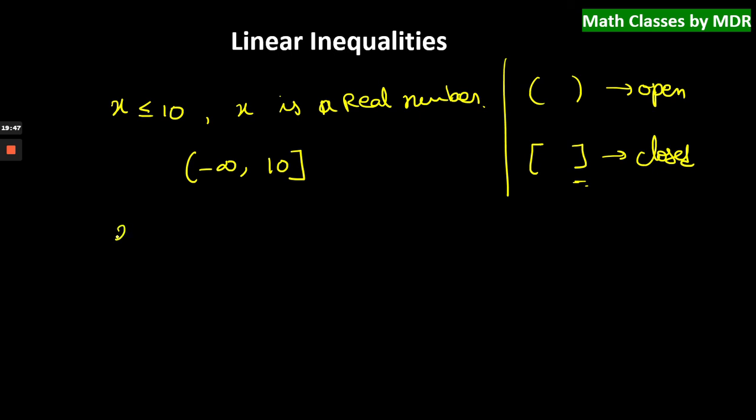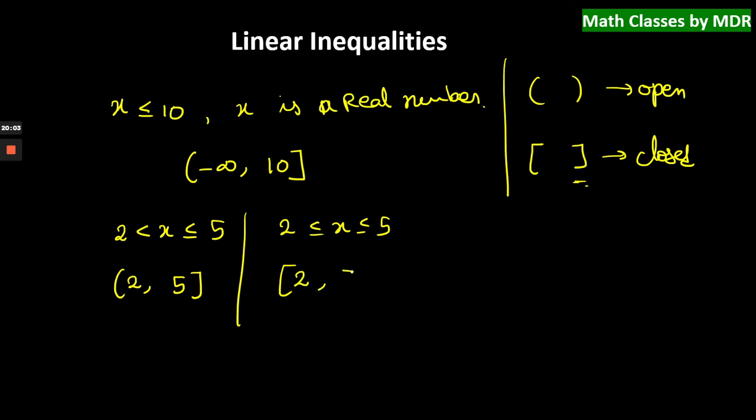Suppose you have something like 2 less than x less than or equal to 5. How do we represent it if x is a real number? 2 with an open bracket, 5 with a closed bracket. In the same case, if it is given that 2 less than or equal to x less than or equal to 5, then 2 with a closed bracket, 5 with a closed bracket. That means all the real numbers between 2 and 5, including 2 and 5. And in the first case, all the real numbers between 2 and 5, including 5, but not including 2. Okay, that is the meaning of it.